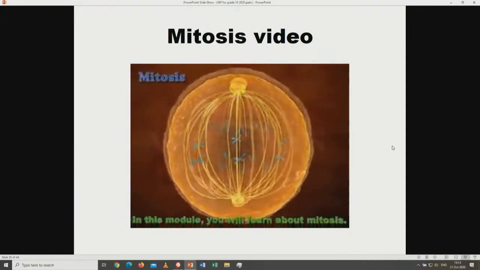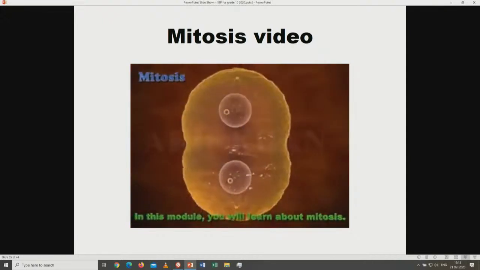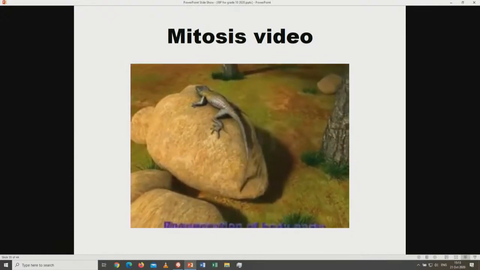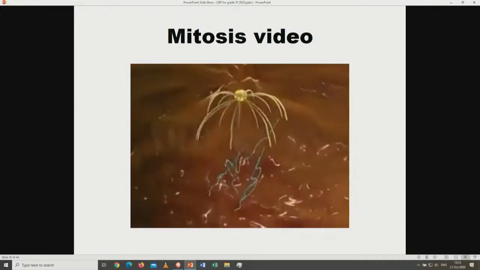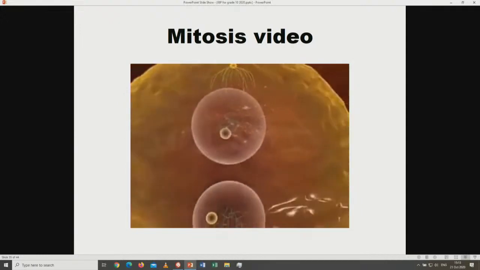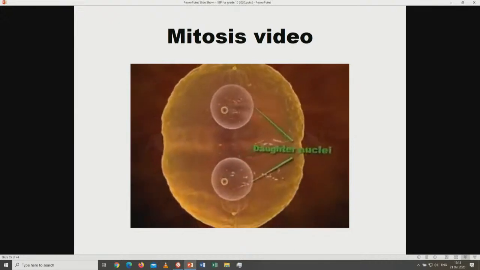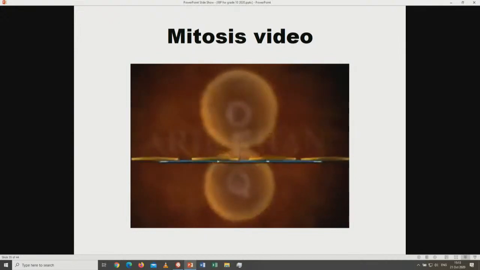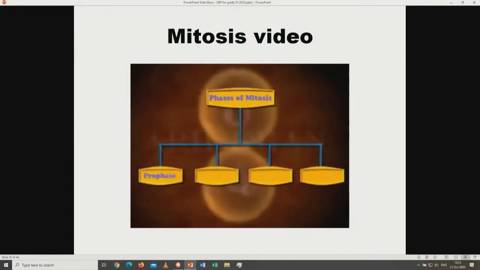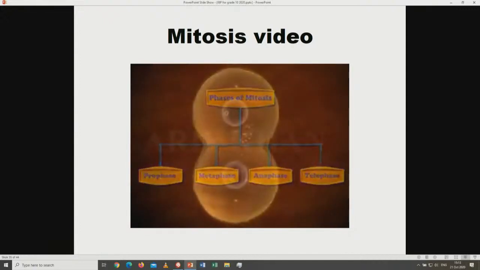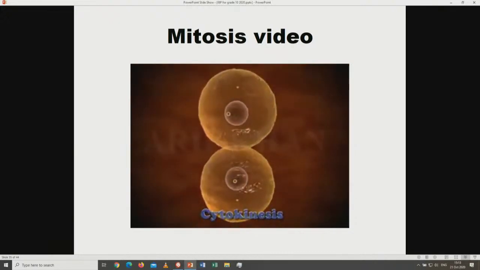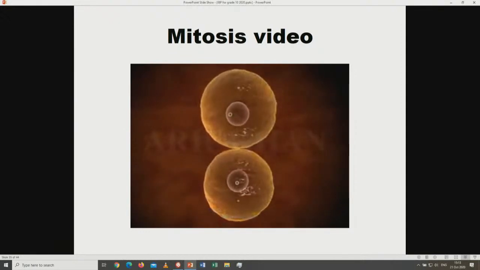Mitosis. In this module, you will learn about mitosis. Mitosis is a process of cell division that makes possible regeneration of body parts. To elaborate, mitosis is the separation of nuclear chromosomes into 2 identical daughter nuclei. It is divided into 4 key phases: prophase, metaphase, anaphase, and telophase. An additional phase called cytokinesis occurs after the complete nuclear division.